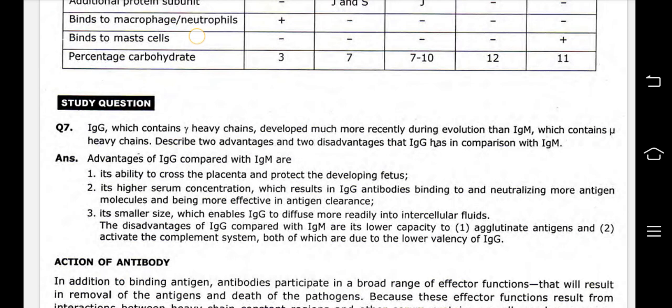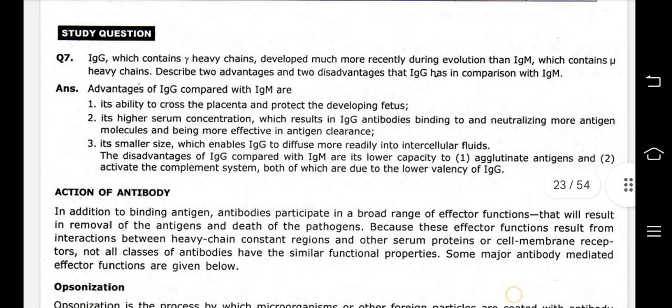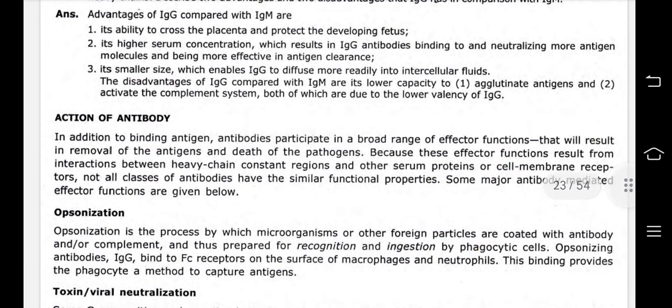Advantages of IgG compared with IgM are its ability to cross the placenta and protect the developing fetus; its higher serum concentration, which results in IgG antibodies binding and neutralizing more antigen molecules and being more effective in antigen clearance; and its smaller size, which enables IgG to diffuse more readily into intercellular fluids. The disadvantages of IgG compared with IgM are its lower capacity to agglutinate antigens and activate the complement system, both of which are due to the lower valency of IgG.